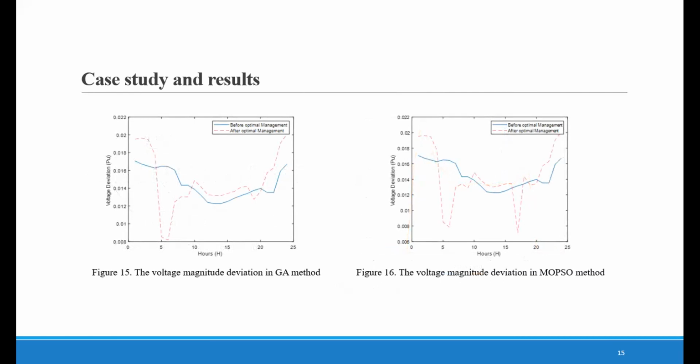The voltage magnitude deviation is shown in these two figures, 15 and 16, for GA and MOPSO methods, and compared with the voltage level before applying economic dispatch, the graph in blue. Although in the MOPSO method there are more fluctuations in voltage deviation, in both methods the voltage magnitude remains in the standard range.